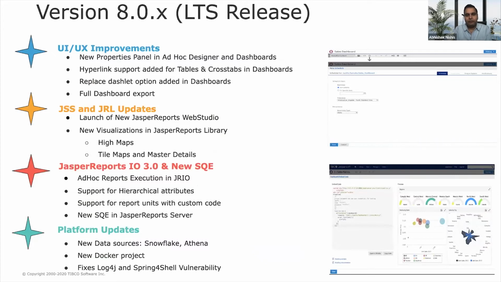Also, in terms of platform updates, with every release, we look at platform updates. When we say platform, it's a combination of application servers, databases, operating systems, JDKs, right? Everything. So with 8.0, the biggest news was we certified Snowflake, and we also certified Athena. This is again big coming from our customers. We constantly watch our customer requests, and we saw the highest requests were Snowflake and Athena, and we added them. We certified them. We also updated our Docker project.